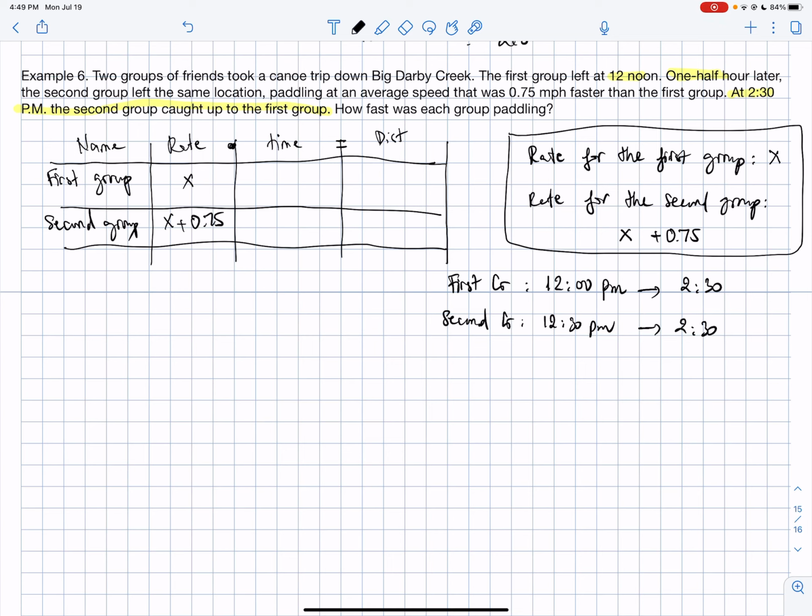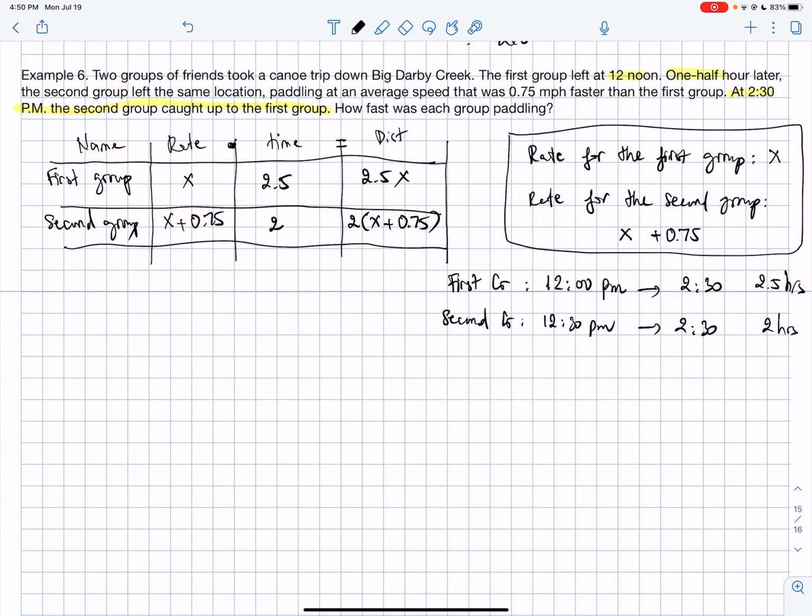Now look at the distance, from where they first left the same location to where they meet each other. How long does it take for the first group? Does it take 2.5 hours? And for the second group, does it take 2 hours? We're going to put down the time for this: 2.5 and 2. Now we've got the formula, rate times time is equal to distance. So we get 2.5x and 2 times parentheses x plus 0.75.